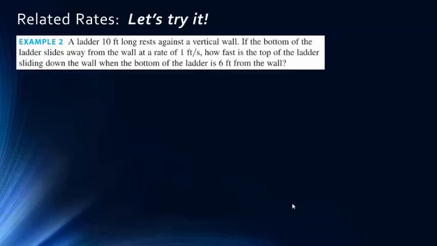So let's look at another problem. A ladder 10 foot long rests against a vertical wall. If the bottom of the ladder slides away from the wall at a rate of 1 feet per second, how fast is the top of the ladder sliding down the wall when the bottom of the ladder is 6 feet from the wall?